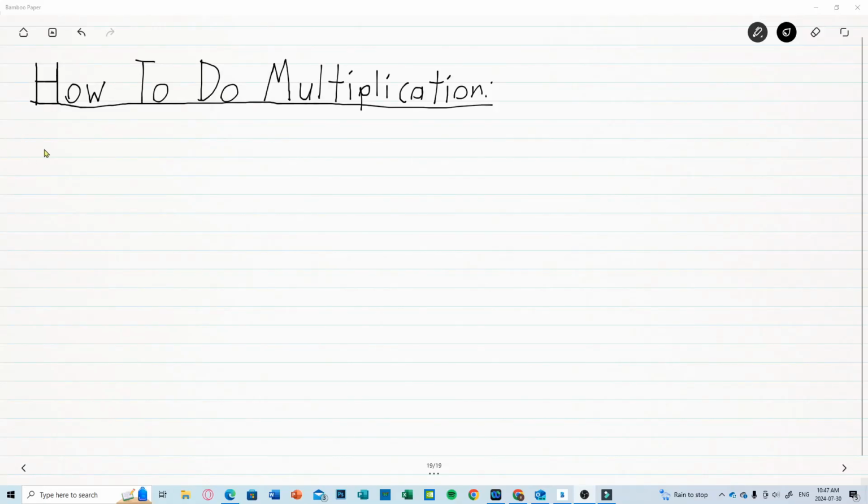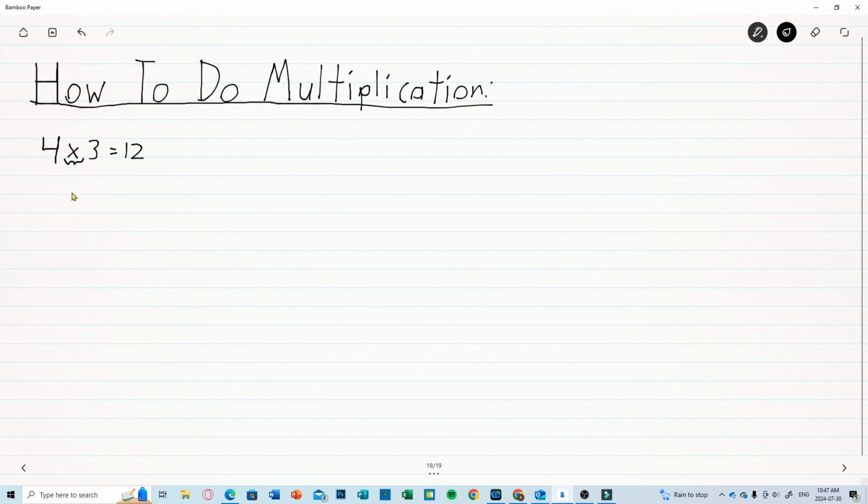Hello everybody, today we're going to be going over how to do multiplication, just simple multiplication. So let's say we wanted to take 4 and we multiply it by 3. So 4 multiplied by 3 is equal to 12. But today I'm going to go over how this works and what this actually means.